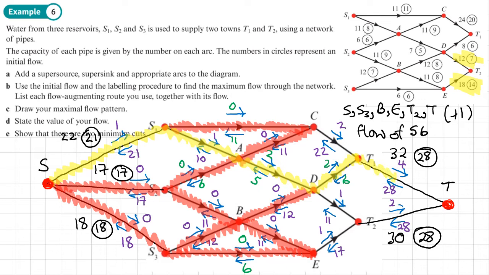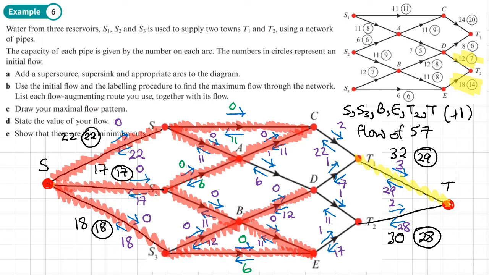So completing that, I now have a flow of 28 plus 29, which is 57. Let's see if I can continue any further. So what happens to routes which are saturated? Well, that's saturated, so I can't go any further. So hopefully I found a maximal flow here.